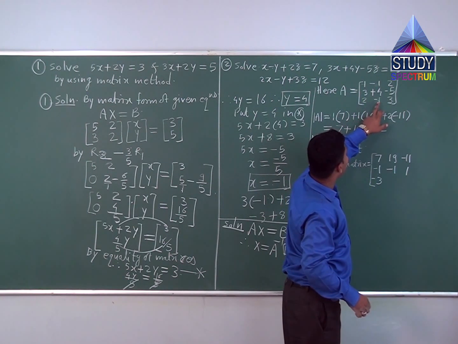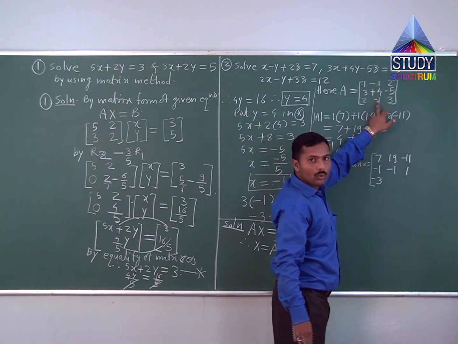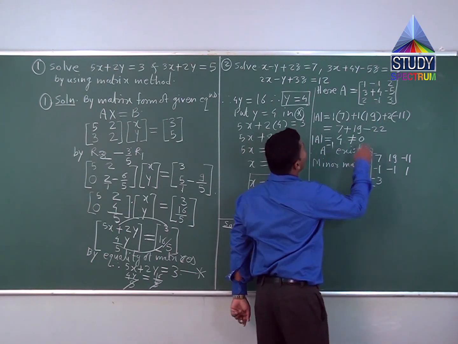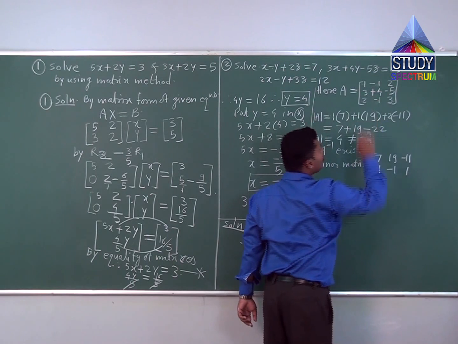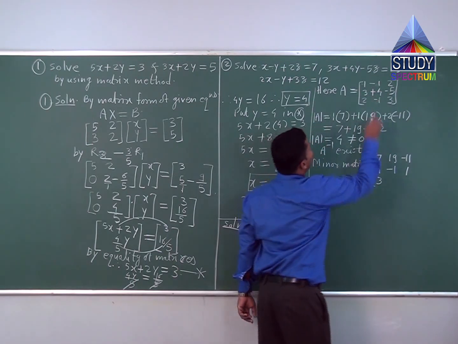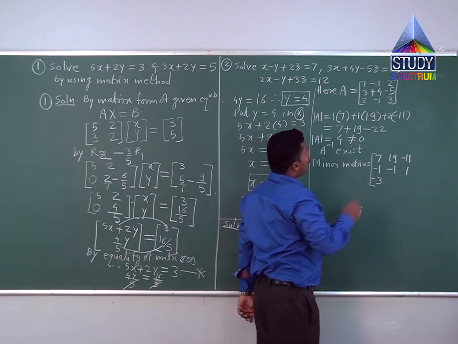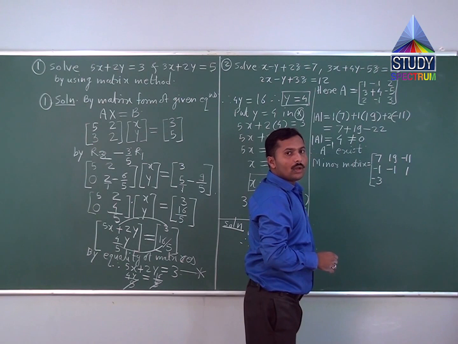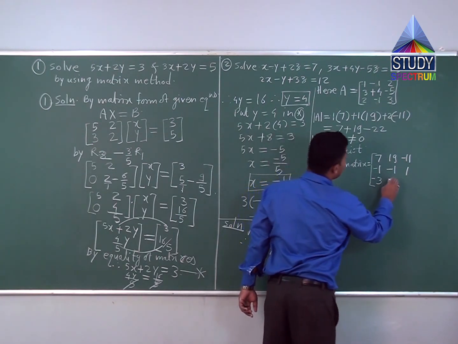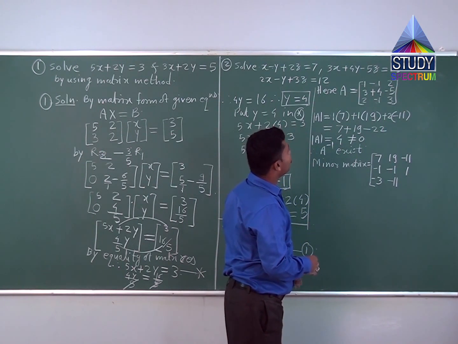Again we find the minor of minus 1. Row and column through minus 1 are deleted. What do we get? Cancel, so 1, 2, 3, minus 5 as it is. So 1 into minus 5 is minus 5, minus 3 into 2 is 6, so minus 5 minus 6 is minus 11.